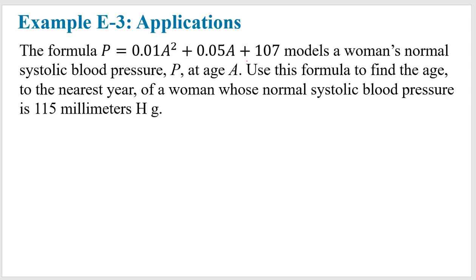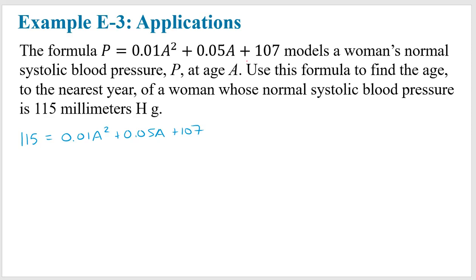It says, here's this formula to find systolic blood pressure for any woman at age A. It says, use this formula to find the age, so we are solving for A, to the nearest year of a woman whose normal systolic blood pressure is 115 millimeters of mercury. So we need to replace the P with the 115. So I'm going to write 115 equals 0.01 A squared plus 0.05 A plus 107, and we need to solve for A. So this is just a quadratic problem that we are going to solve for A.